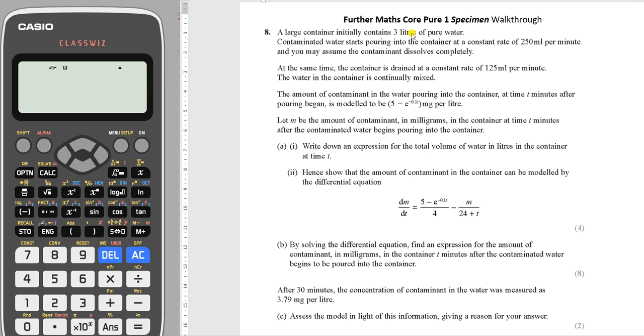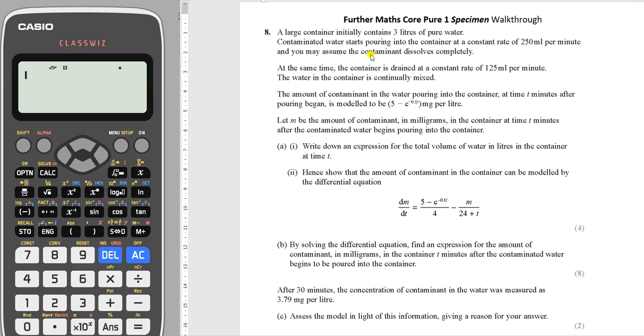Because it says the large container initially contains 3 liters of pure water and then contaminated water starts pouring in, we know that the initial amount of contaminated water is 0. Therefore, we can say that the amount of contaminated water at any given moment is going to be calculated by 250t if we're measuring in milliliters. We'll see later it talks about liters, so we've got to watch out for that as well. Maybe 0.25t, where t is the time in minutes and the volume we're calculating is measured in liters.